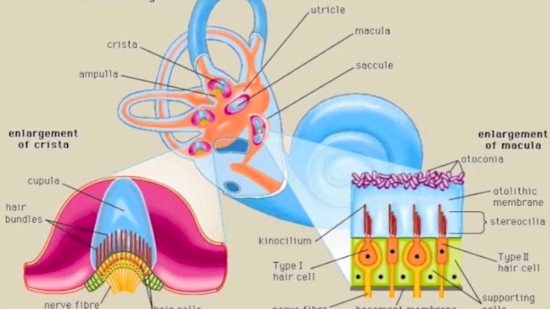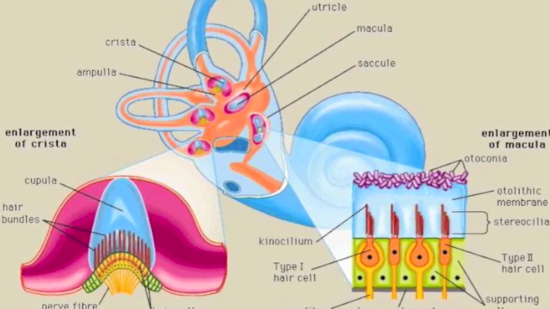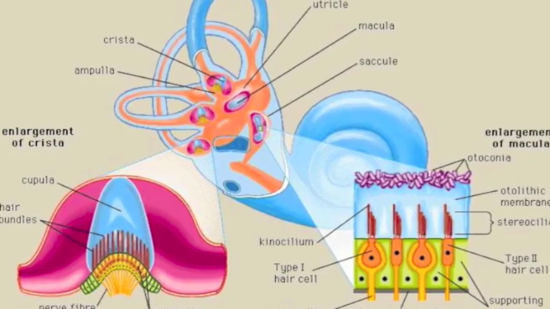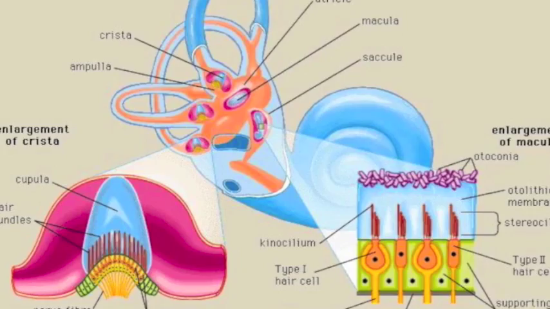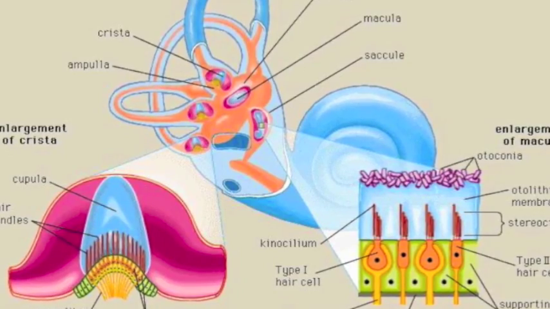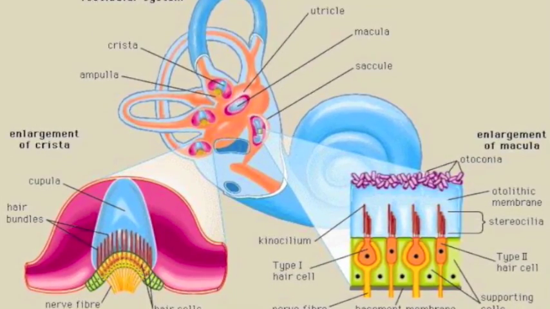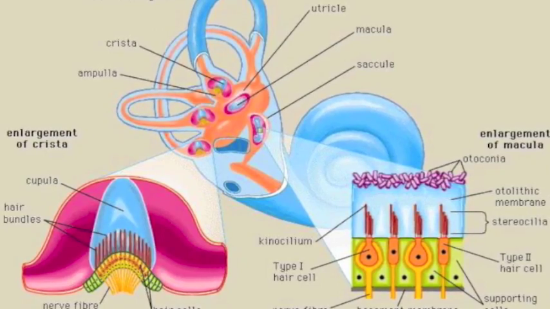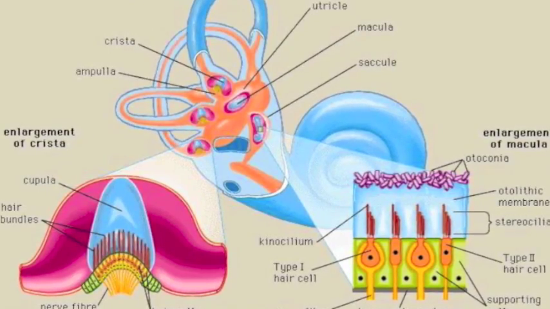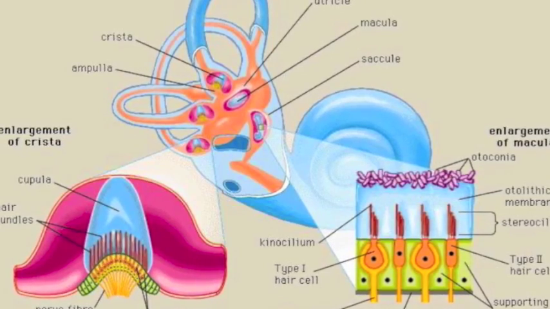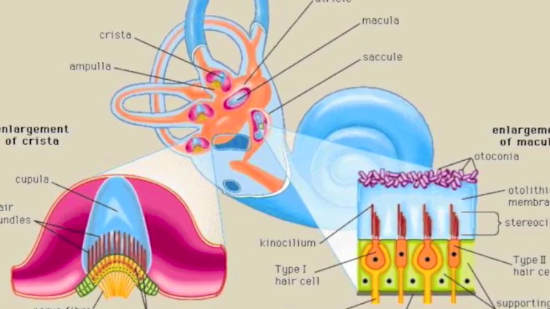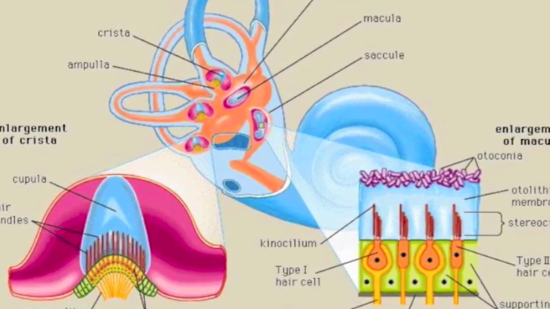The utricle and saccule lie perpendicular to each other and have tiny hair cells that are affected by gravity. Each hair cell has stereocilia that are embedded in an otolithic membrane. This membrane is weighed down by otoconia, which are protein calcium carbonate granules. The otoconia add to the weight and inertia of the membrane and enhance a sense of gravity and motion.